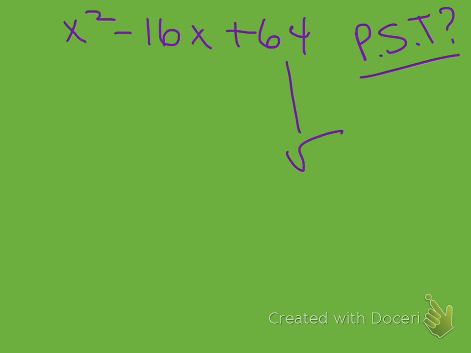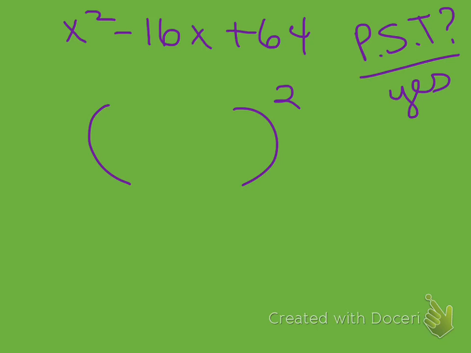Your problems in your book today will have some of them that are not perfect square trinomials, and so you're going to have to check. So we can answer yes, and now we can start. We're going to have parentheses here, and we're going to have a squared.